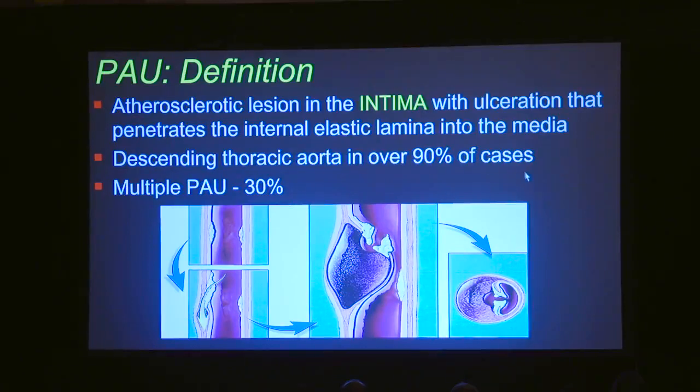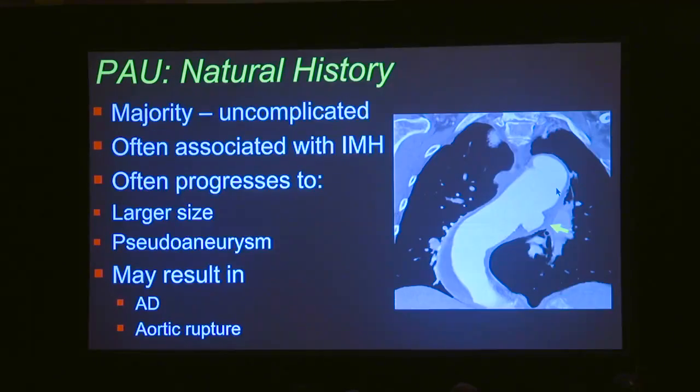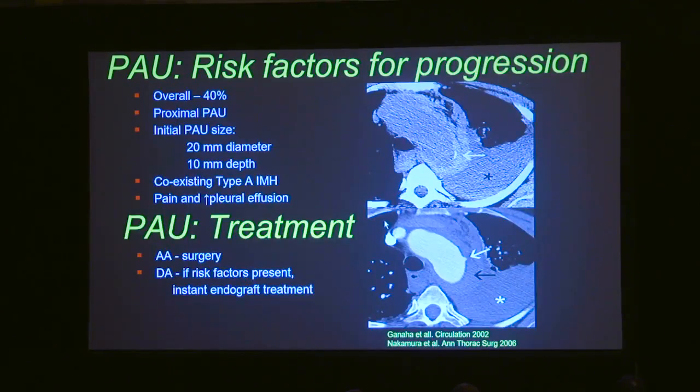It most commonly involves the descending thoracic aorta, and you may have multiple ulcers in up to 30% of patients, and this is because these patients do have extensive atherosclerotic disease. The majority is uncomplicated. It's often associated with IMHs when this lesion extends into the media, and it may progress to larger size, pseudoaneurysm formation, and the feared complications are dissection and rupture. Risk factors for progression: overall, 40% of them progress. The proximal location, increased size, coexisting intramural hematomas, pain, and a large pleural effusion are risk factors.